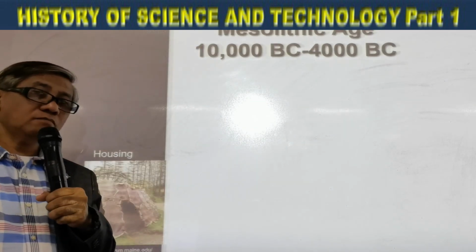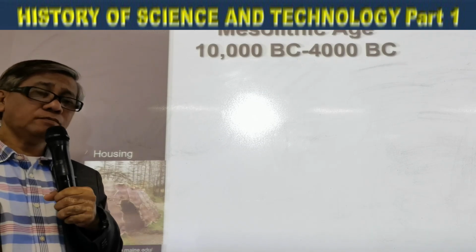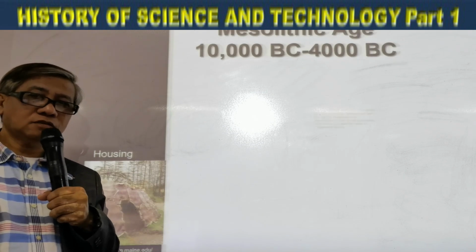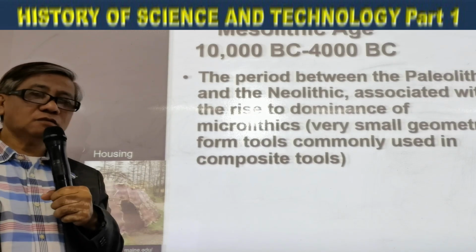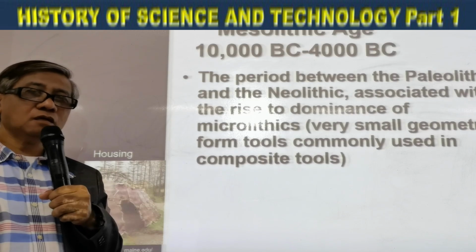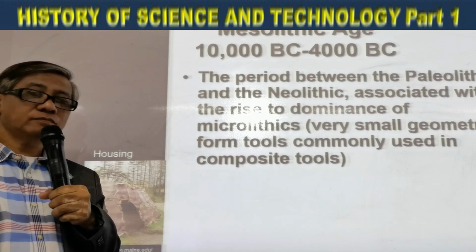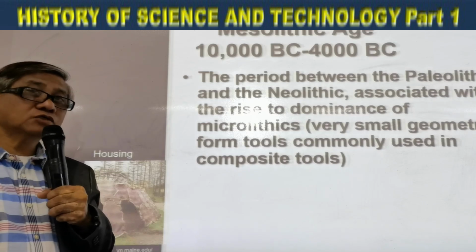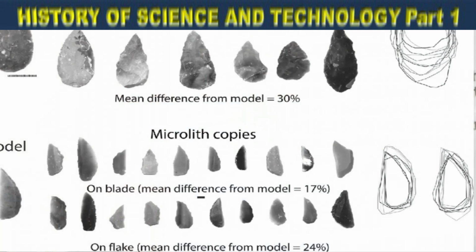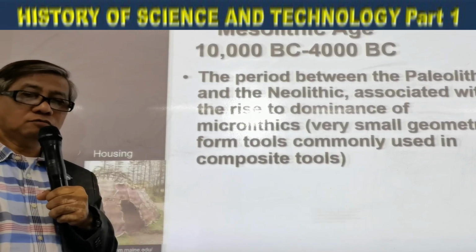Alright, so next we have the Mesolithic or the Middle Stone Age. That is between 10,000 BC to 4,000 BC. So how do we characterize the Mesolithic age? This is the period between the Paleolithic and the Neolithic age, and this is associated with the rise of the dominance of microlithics. Now, what are microlithics? These are small stone tools. So, the Mesolithic age is actually characterized by the dominance of small stone tools.